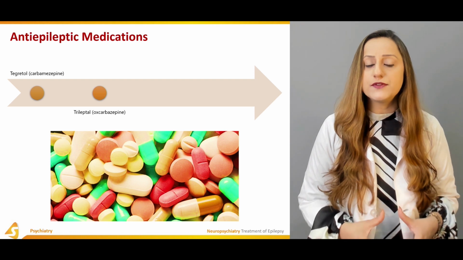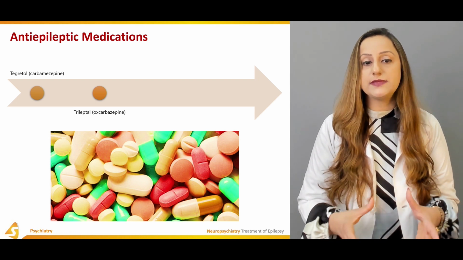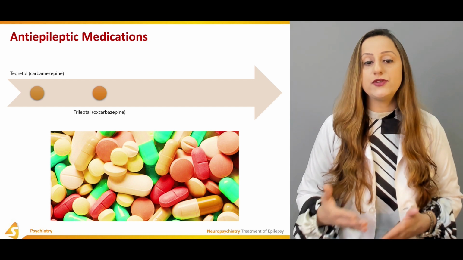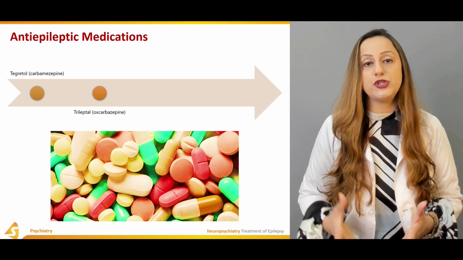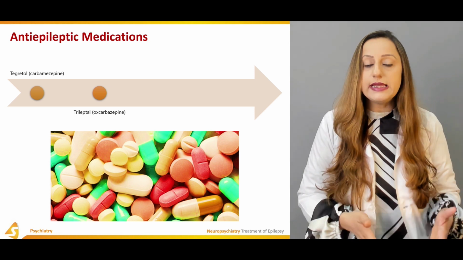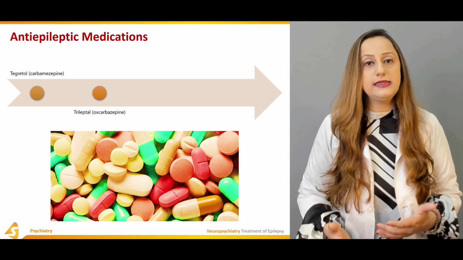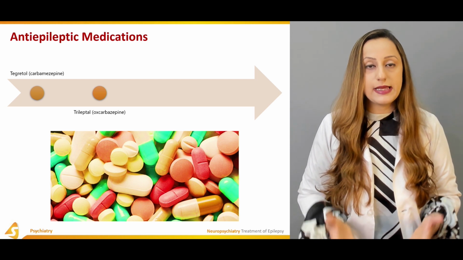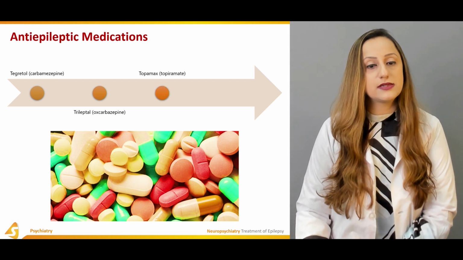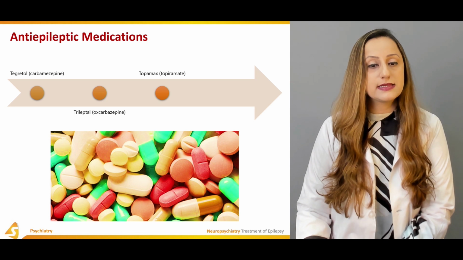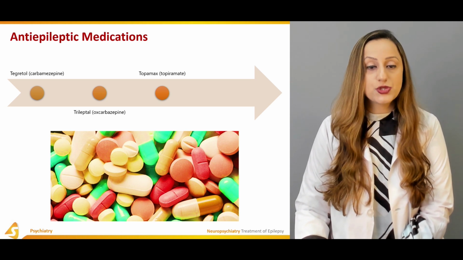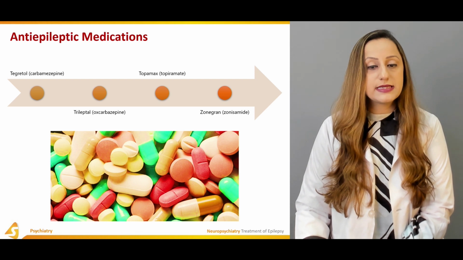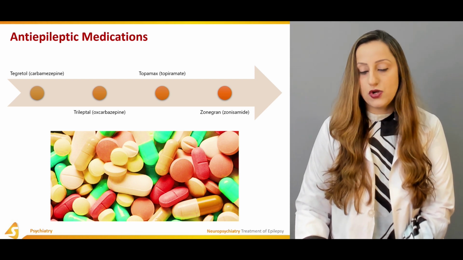So one has to keep in mind that all of these medications have their own side effects that have to be kept in mind when you are dealing with a patient. Obviously, one has to weigh the risk versus the benefit ratio in a particular individual, and then prescribe these drugs accordingly. Topamax is sometimes prescribed, which is topiramate. Then we have Zonegran, that is basically zonisamide in a lot of individuals.